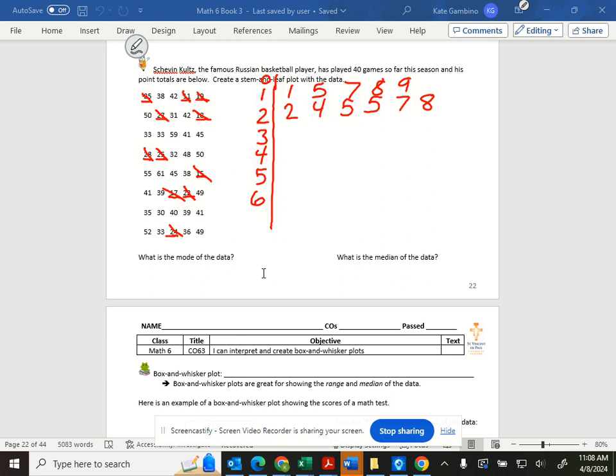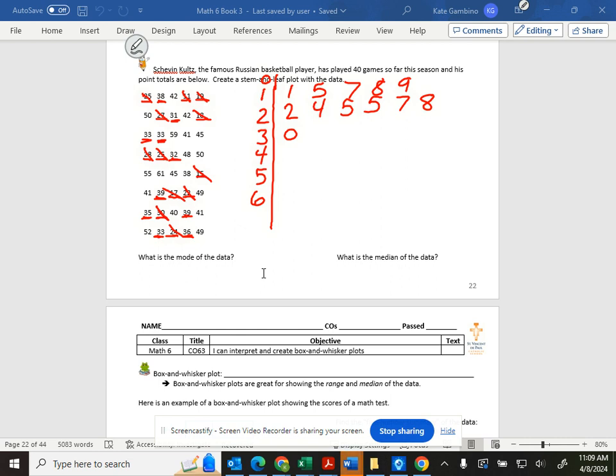Now I need my 30s. I see a 38, a 31, 33, 33, 32, 39, 35, 30, 33, 39, 36. Whew, lots of 3s. Oh my goodness. What is the first number in the 30s? Oh, it's a 0. It's going to be a 0 because I have a 30 right here. So I'm going to put a 0 right there. 0 doesn't mean 0. 0 means 30. Right? So we always put that stem in front of it.